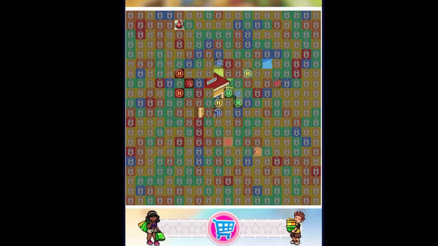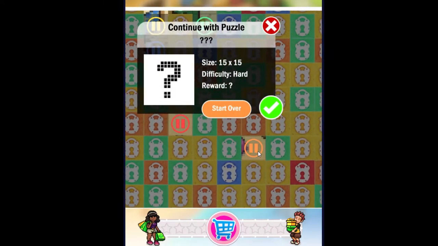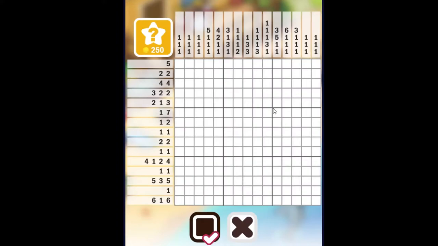Today we're going to do a hard puzzle. Those are the orange ones. I've got a few open already, so let's pick one of those. How about this one over here? Say 15 by 15. There we go.